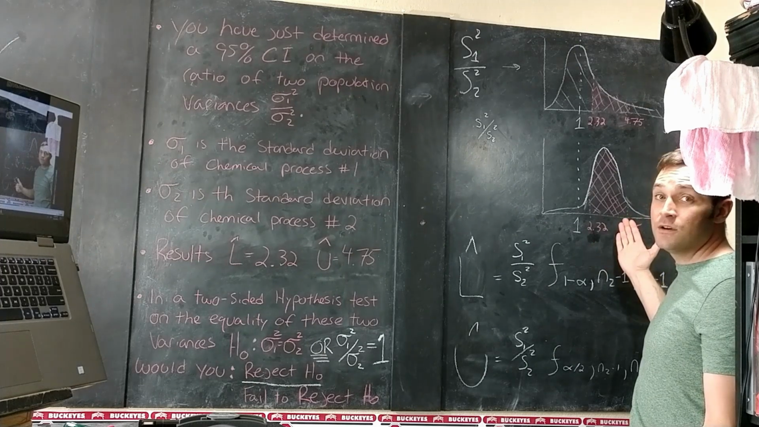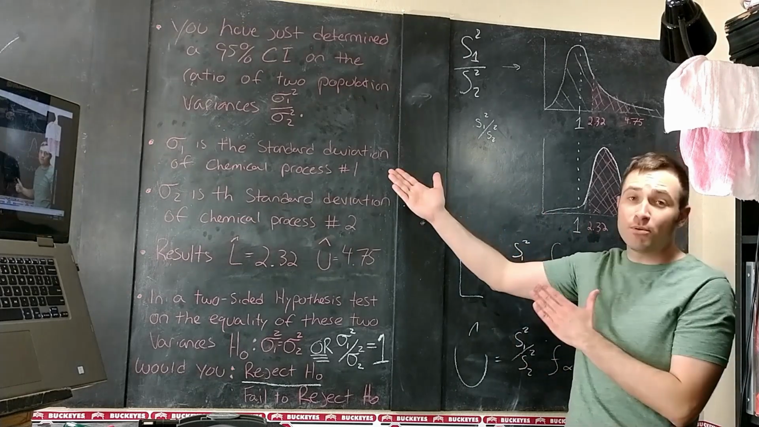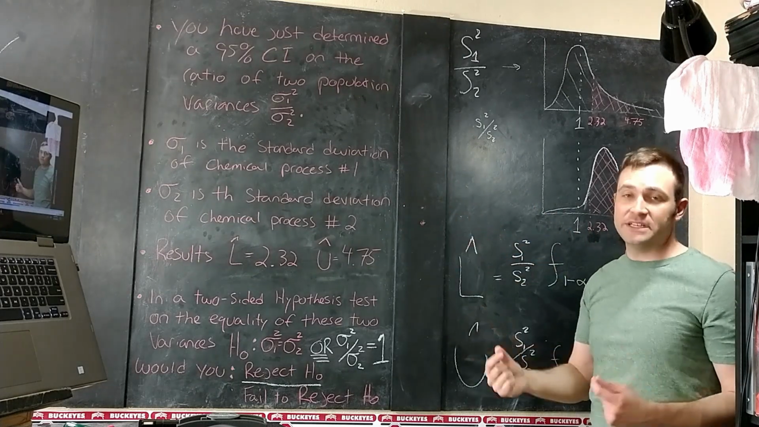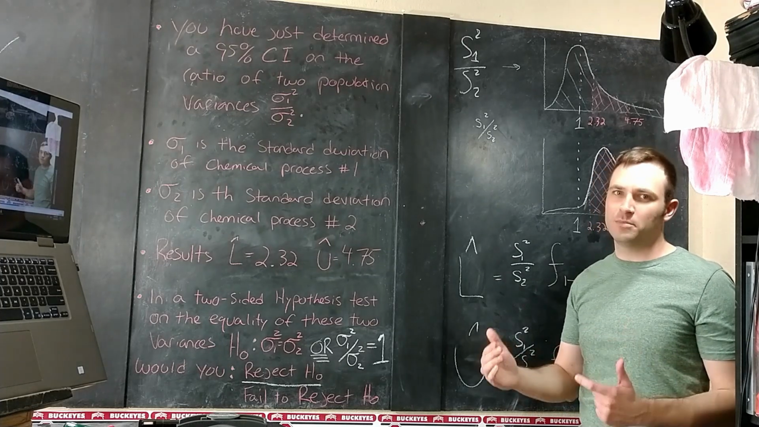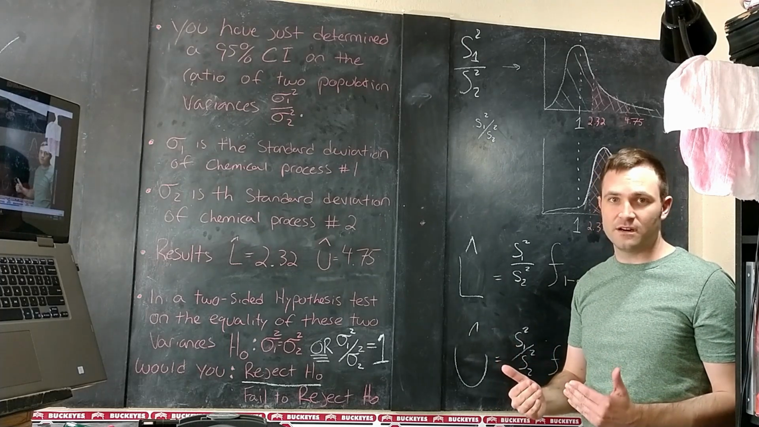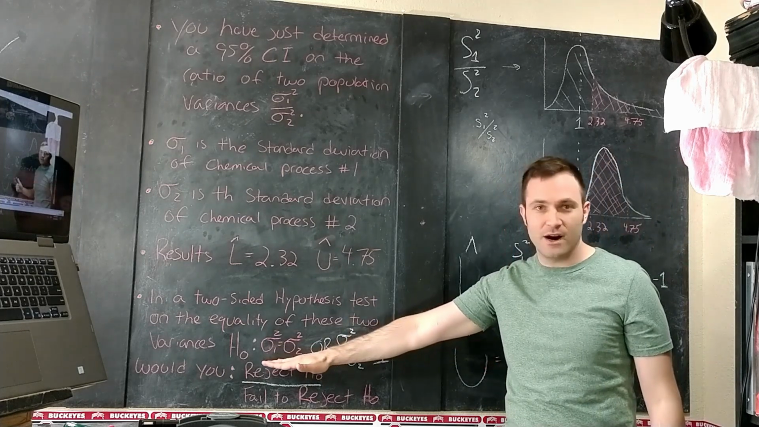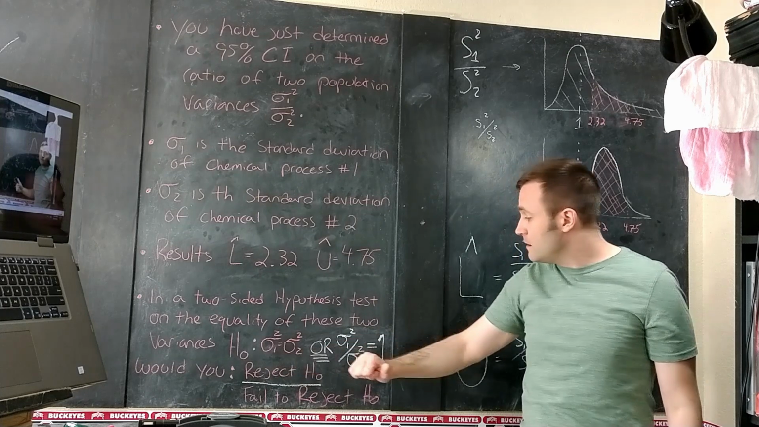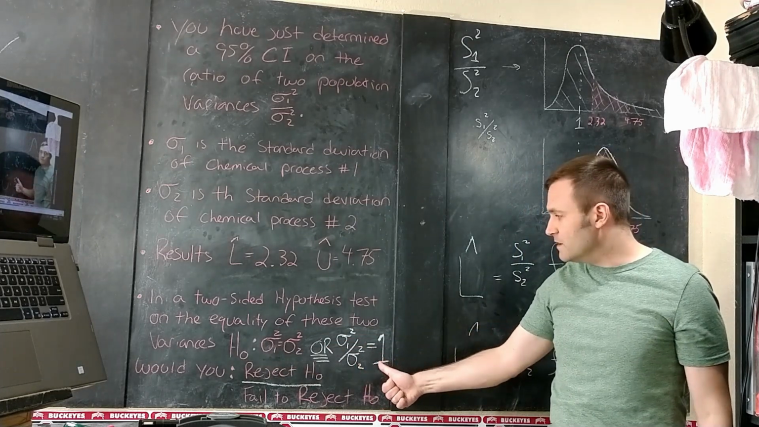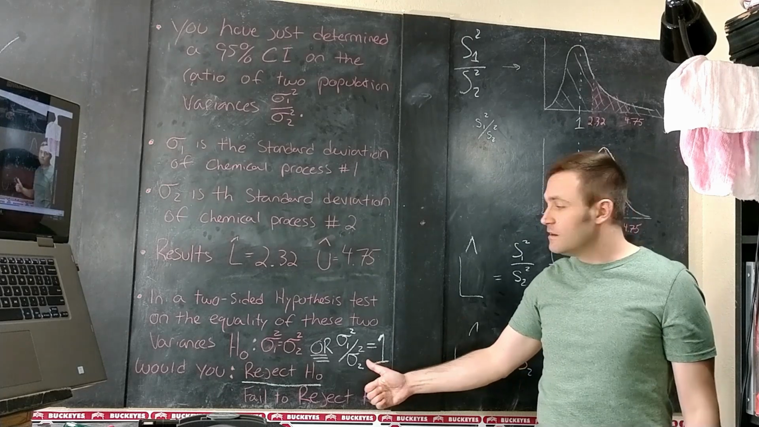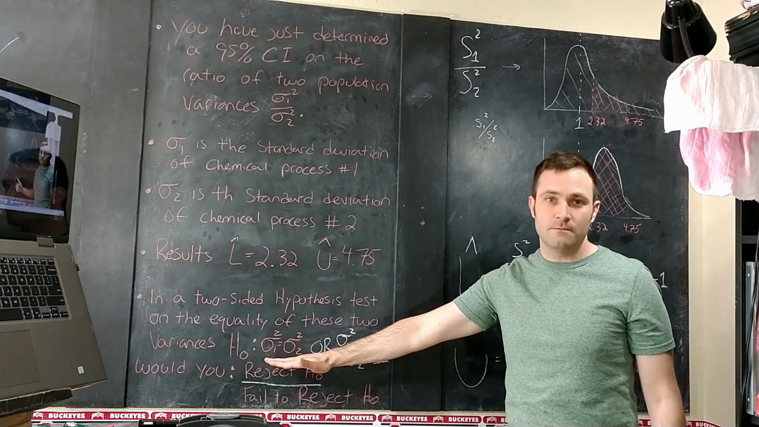And thus, we can conclude that our parameter is probably not taking the value 1. Could be, but it's probably not with 95% confidence. And so we can reject our null hypothesis that the ratio of the two population variances is equal to 1, i.e. that the two population variances are equal.